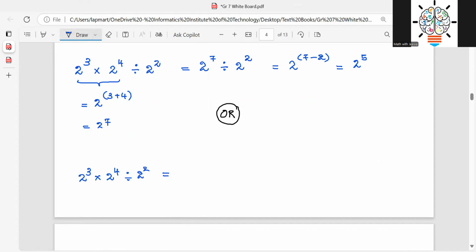What we can do, children, straight away, we add 3 plus 4 now because it is the multiplication. And then you subtract 2 straight away. So then you get 3 plus 4, 7. 7 minus 2, 5. The final answer is 2 to the power of 5. Now you can see you get the same answer, right?